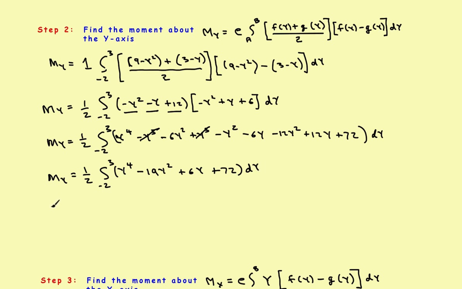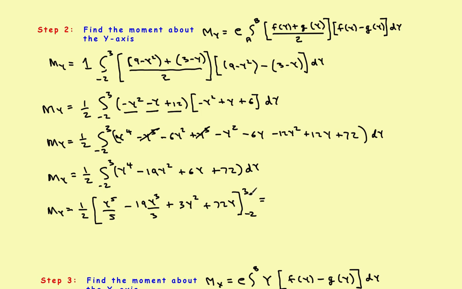Okay. Next step would be to go ahead and find the antiderivative. So I've got 1/2. And when I do the antiderivative, this will turn out to be y to the 5th divided by 5 minus 19 y cubed divided by 3 plus 6 y squared divided by 2. And I could cancel those out and get a 3y squared. And then finally, this would be plus 72y. Then the whole thing evaluated from minus 2 to 3.